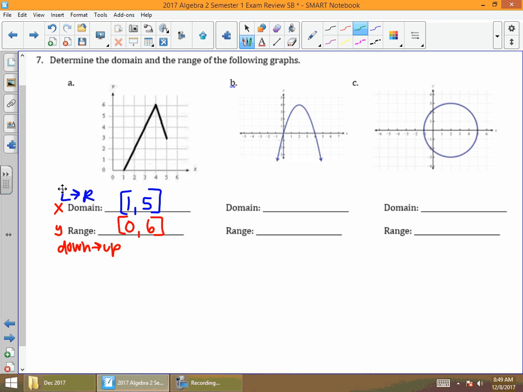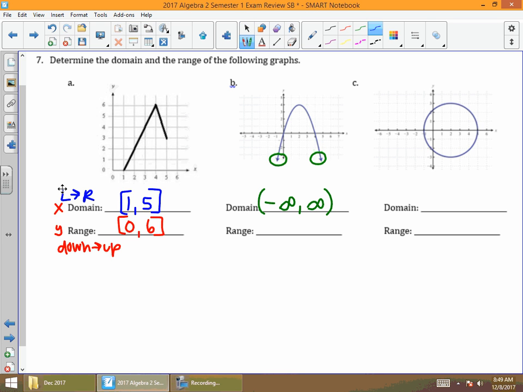Take a look at B. For domain, we're going left and right. So with these arrows, that graph's going to continue to get wider as it continues to go down. So if you were to try to pinpoint one specific farthest to the left point or one specific farthest to the right point, it wouldn't exist because this graph's going to continue to get wider. So your domain's going to go from negative infinity to positive infinity. So again, you're imagining this graph is going to end up getting super wide in both directions.